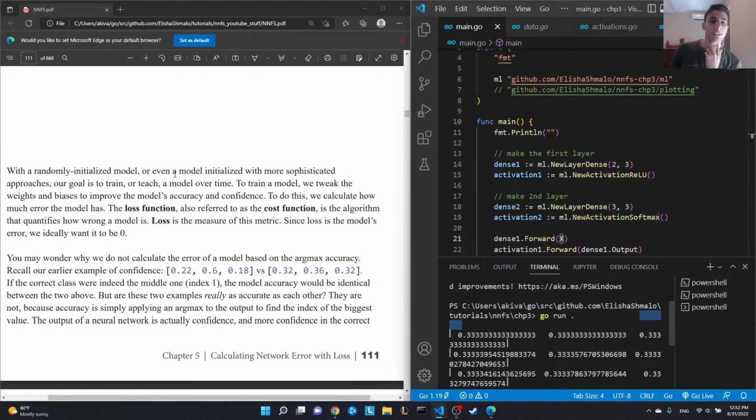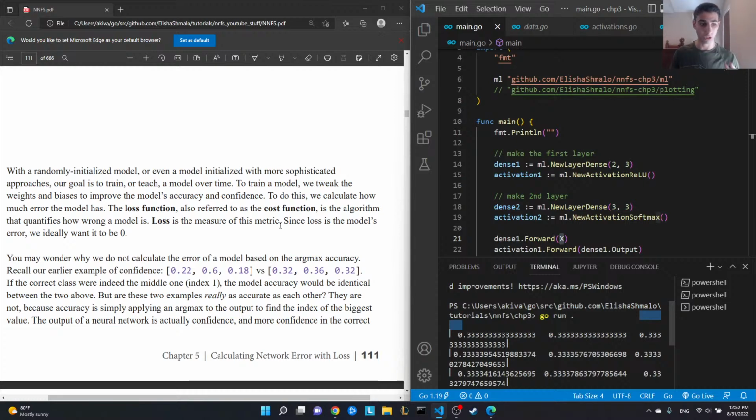With a randomly initialized model, or even a model initialized with some sophisticated approaches, our goal is to train or teach a model over time. To train a model, we tweak the weights and biases to improve the model's accuracy and confidence. To do this, we calculate how much error the model has. The loss function, also referred to as the cost function, is the algorithm that quantifies how wrong a model is. Loss is the measure of this metric.